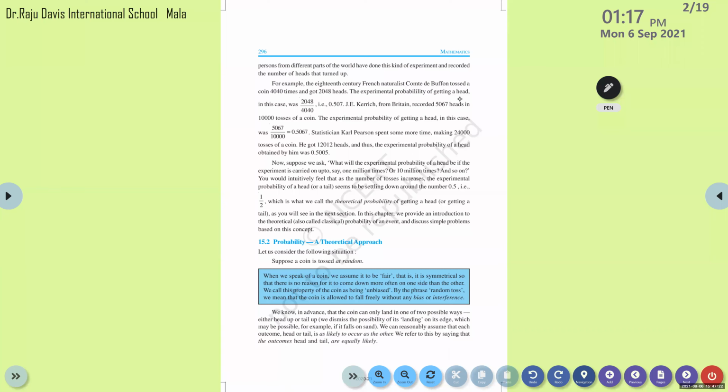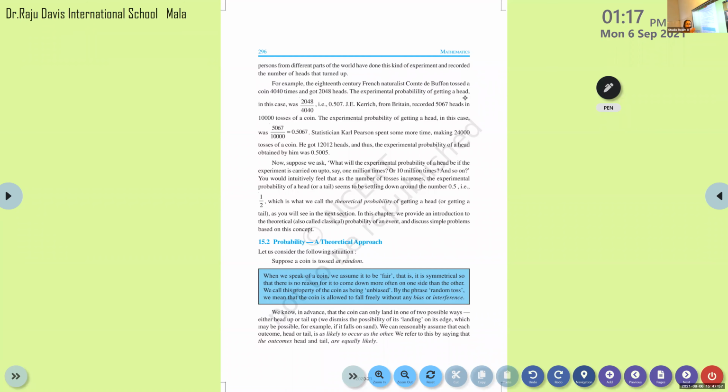Devasana, what are the outcomes if we toss a coin? Yes, what will happen? When we toss a coin, what are the outcomes? Head or tail, yes. So head or tail are called outcomes of an experiment called tossing a coin. Experimental probability means we are conducting an experiment and finding out the result.